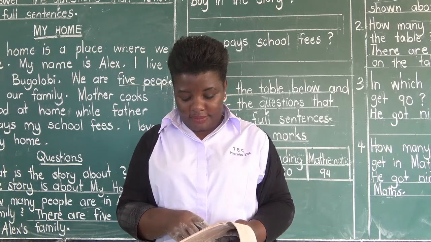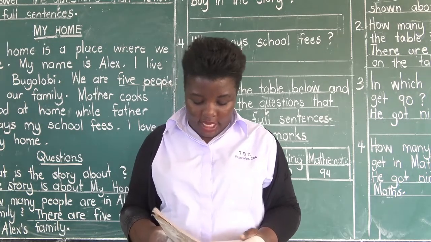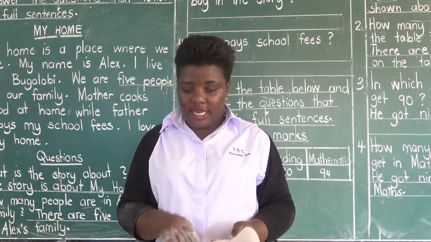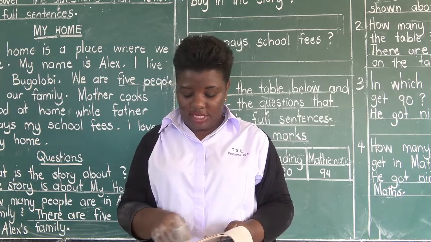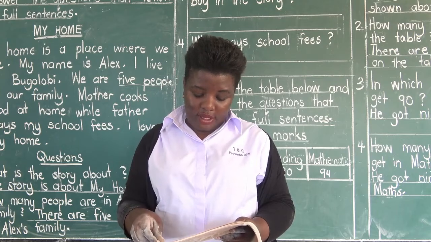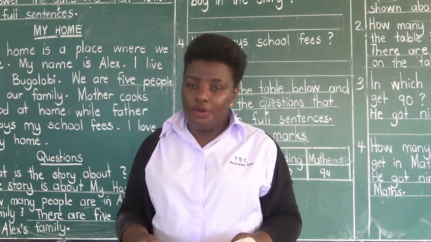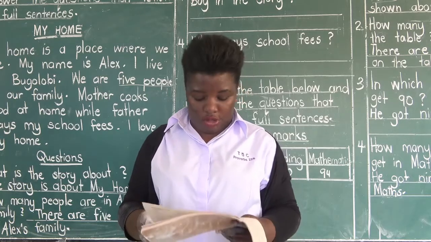If it is Jim, you say Jim went up the hill. Who fell down? You look for the person and you say fell down, with a full stop. What did Jack break? Jack broke. You tell us what he broke.